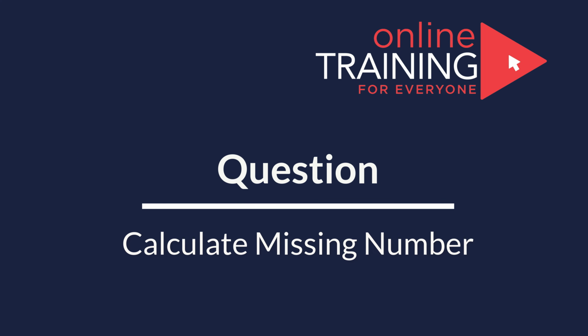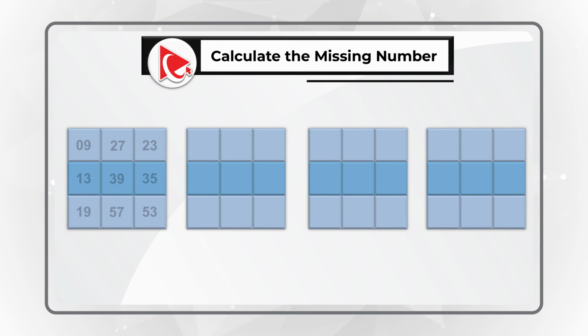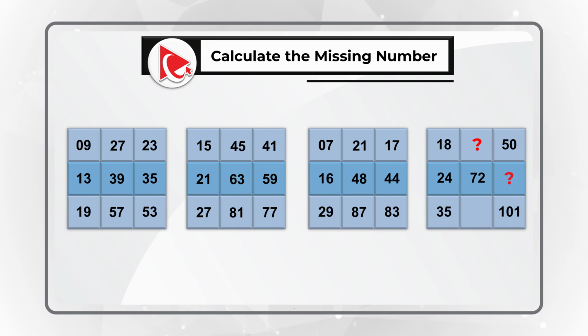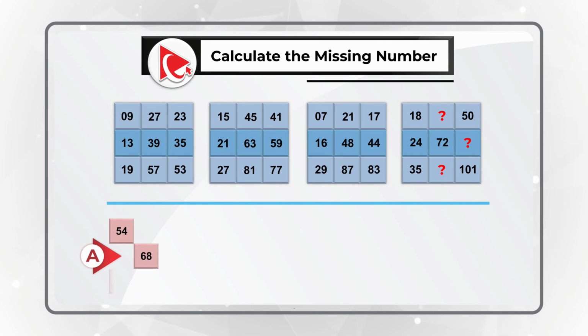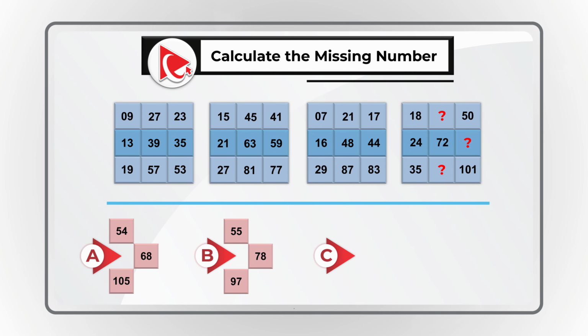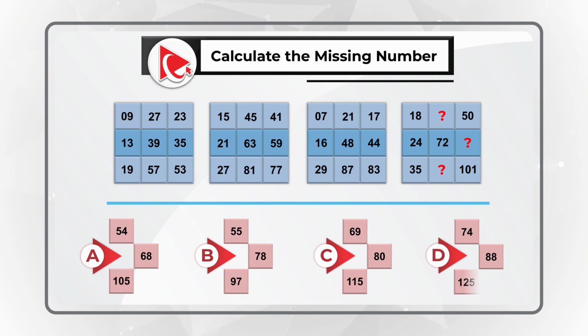Here's an amazing question which truly tests your analytical skills. You're presented with 4 sets of 3 by 3 matrices. Each matrix has 9 numbers. And in matrix 4, there are 3 missing numbers that you need to calculate. You're presented with 4 different choices. Choice A, missing numbers might be 54, 68, and 105. Choice B, missing numbers might be 55, 78, and 97. Choice C is represented by the numbers 69, 80, and 115. And then choice D is 74, 88, and 125.